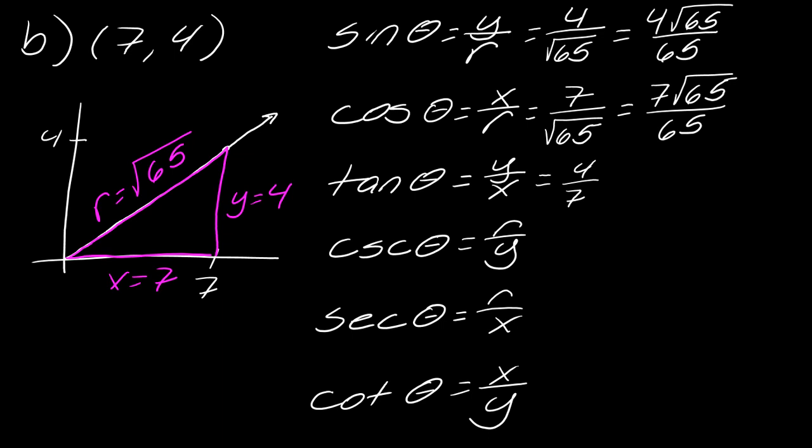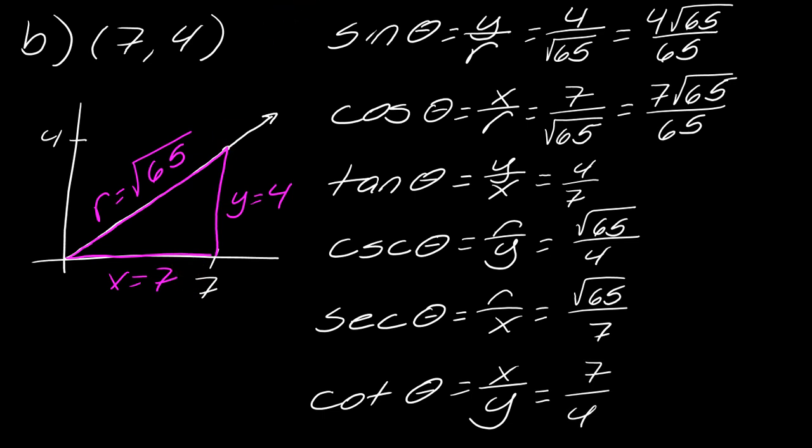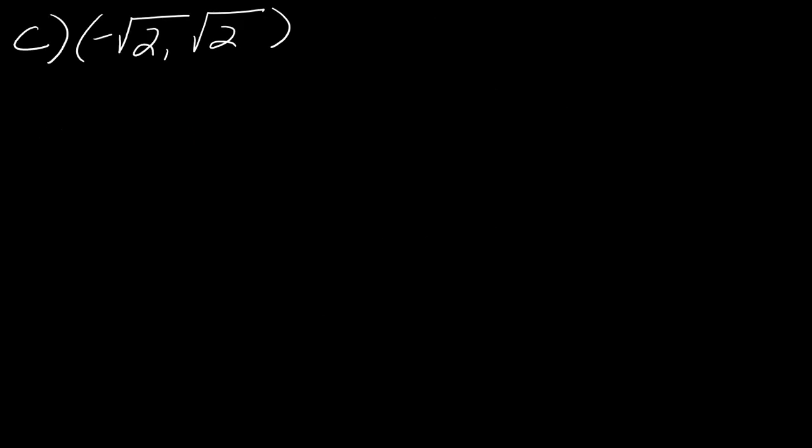For cosecant of theta, that's r over y. So that's going to be the square root of 65 over 4. No need to rationalize there. Secant of theta, r over x, is going to be square root of 65 over 7. So I'm just taking my r over my x. And then for the cotangent, so I've got x over y. So that's going to come out to 7 over 4. Okay, so that's it for that. So we don't have to simplify anymore with these.